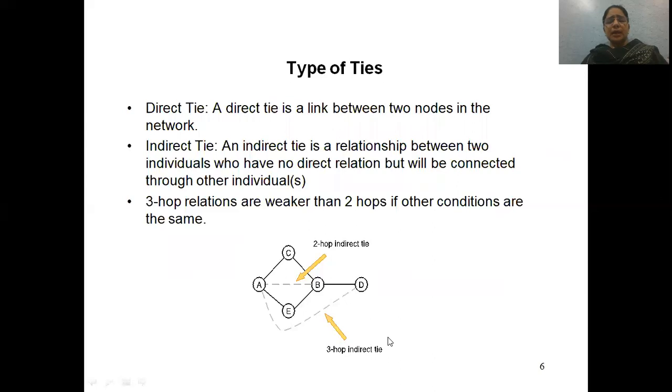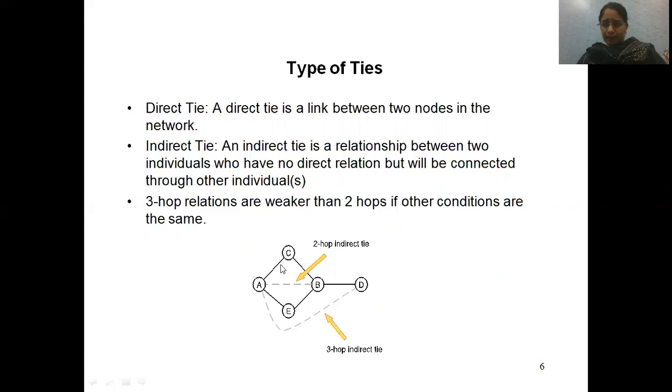This slide shows the types of ties. We have 2 types of ties, direct and indirect. A direct tie is an association between 2 entities in the network. Let's say in this diagram, there is a link between A and C. So this will be considered a direct tie.